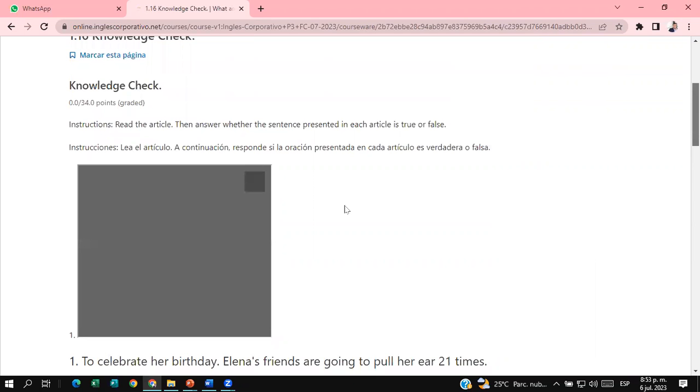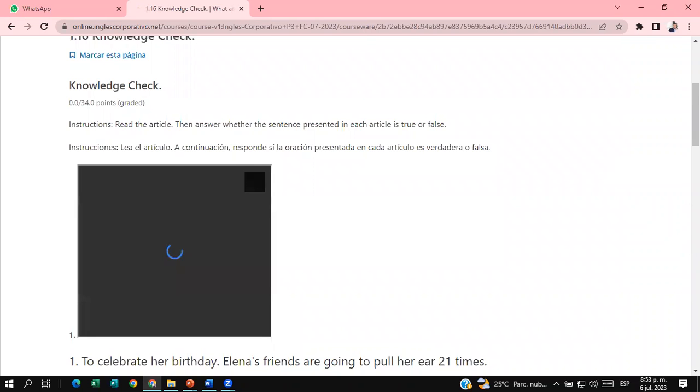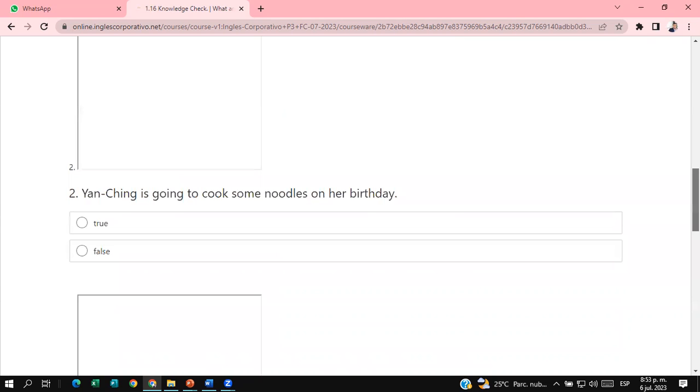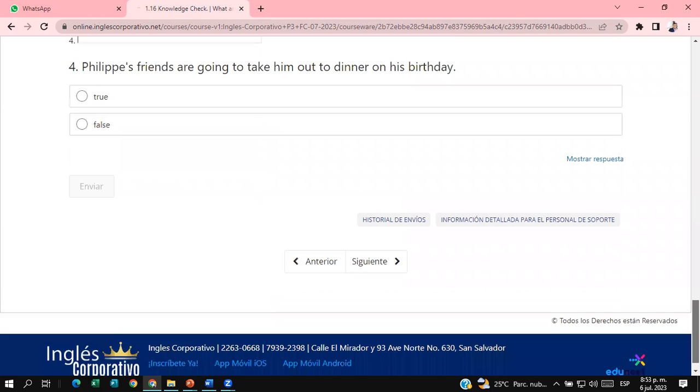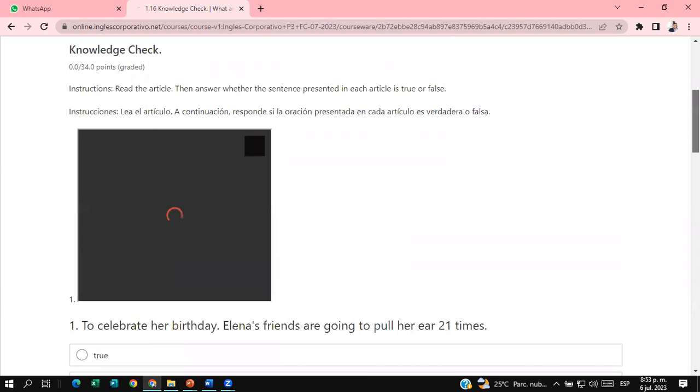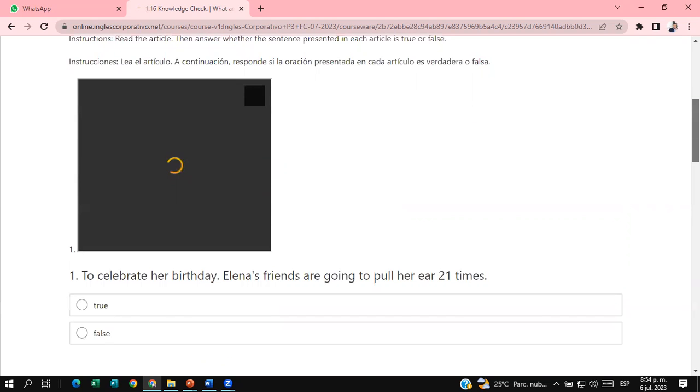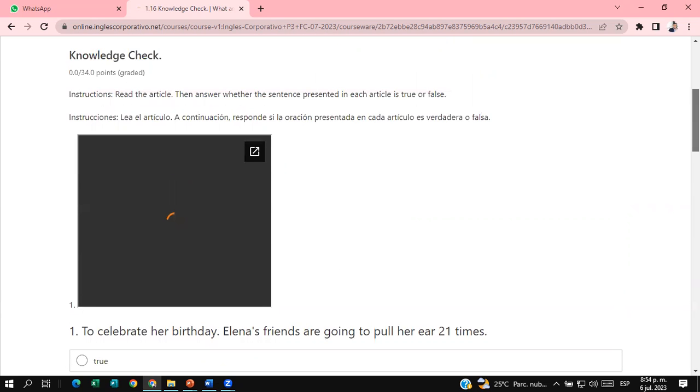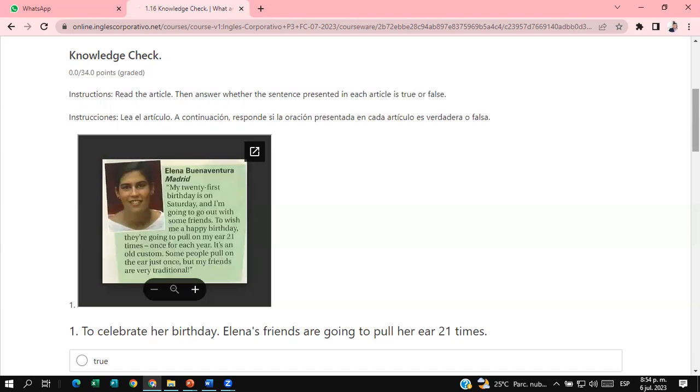Okay, the instruction says, read the article, then answer whether the sentence presented in each article is true or false. I think it's loading. Okay, Alexandra, help me to read the article and then give me the answer if it is true or false.